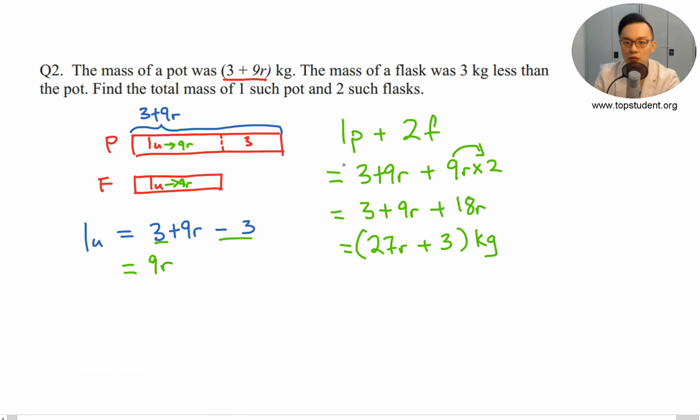And then one pot plus two flasks. One pot is 3 plus, this is actually your pot. And this is actually your 2 flasks. All right, so 3 plus 9r stays the same. 9 times 2, you get 18r. So 18r plus 9r, the 3 remains there because there's no r. So 18r plus 9r is 27r plus 3. Remember to bracket the whole thing because it's the entire thing, and then it's a kg at the end.